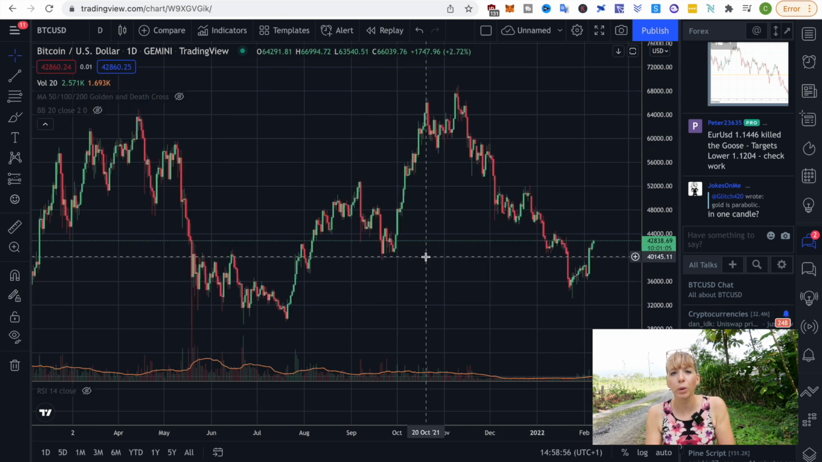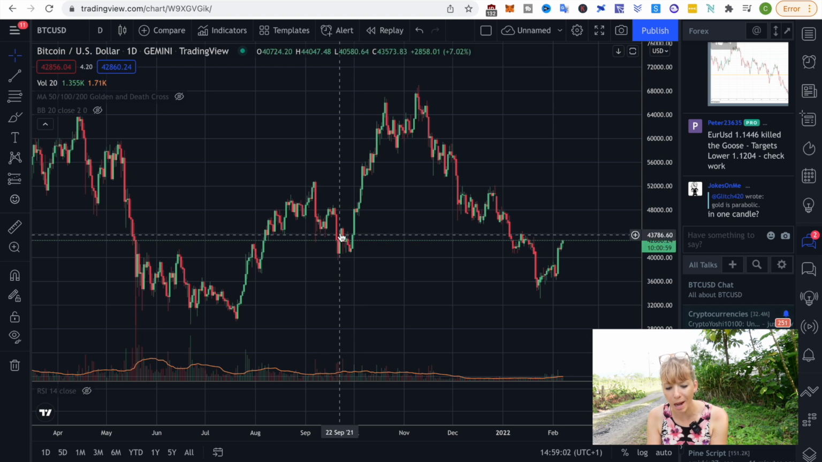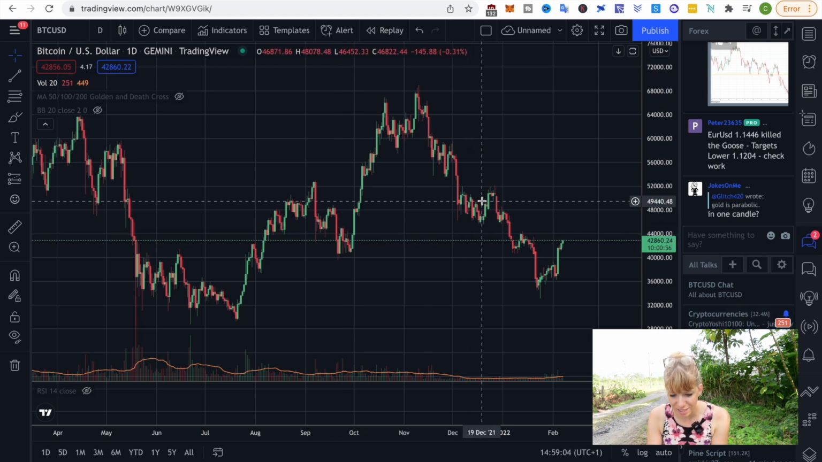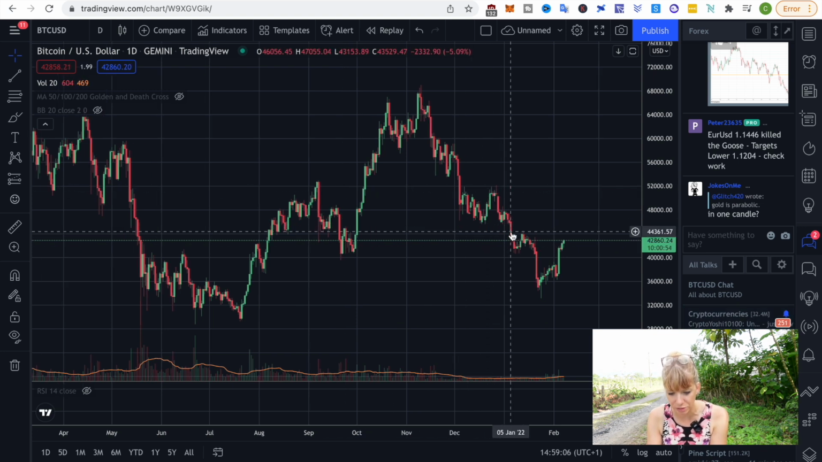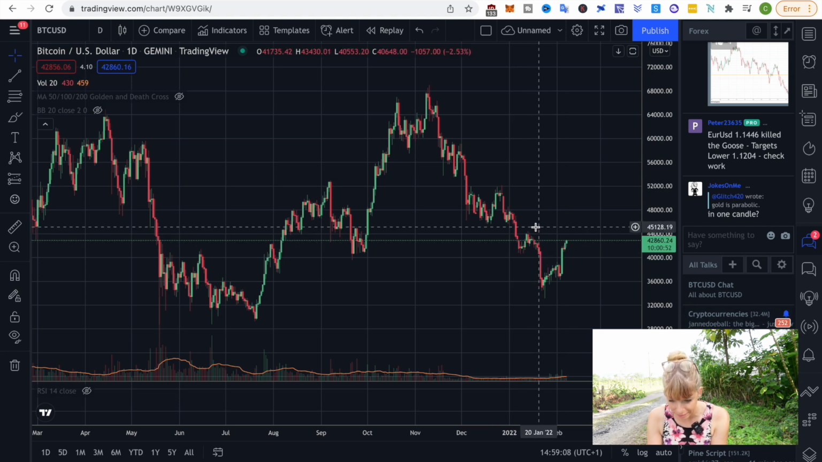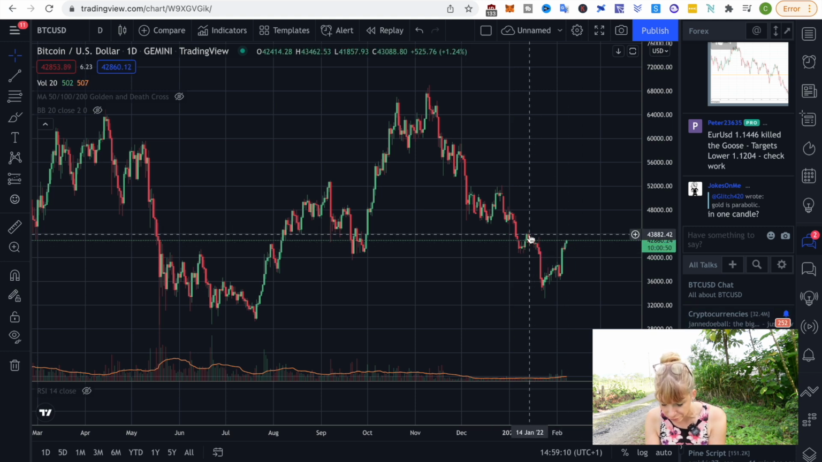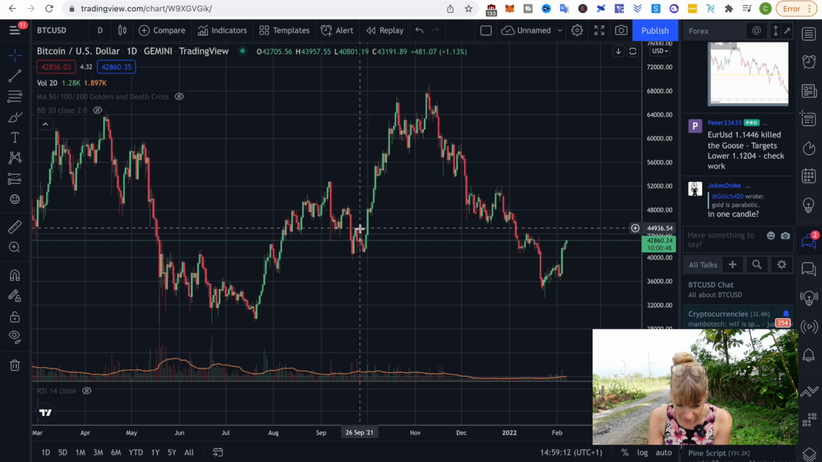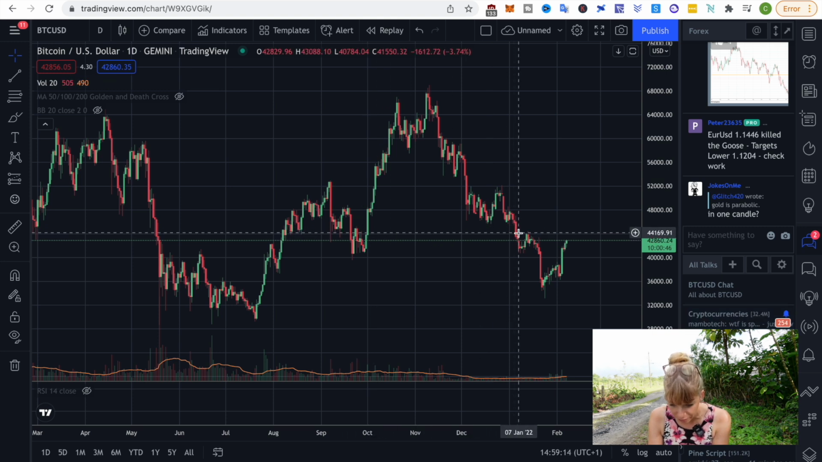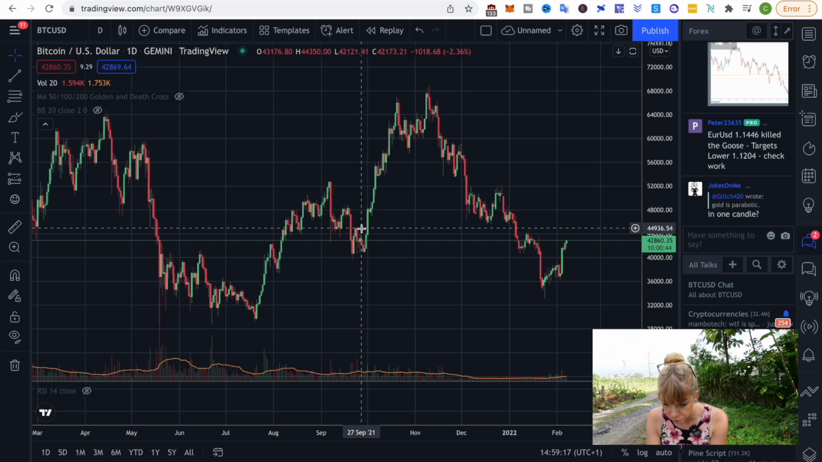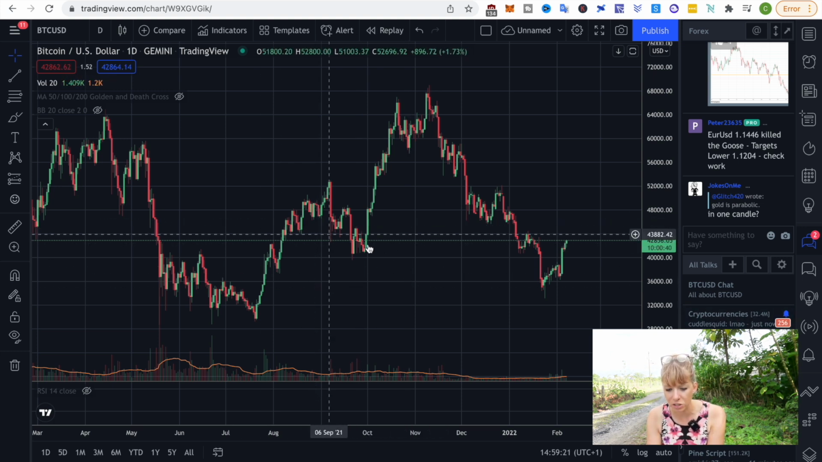If we take a quick look at resistances, it's basically the same thing, just in reverse. We look at where the price went up and then got stopped out. Every time it went up and was stopped out, that's a resistance. So from here, the next one would be at around 43,000, or a range between 43,000 and 45,000, I would say. That's just looking at historic data.